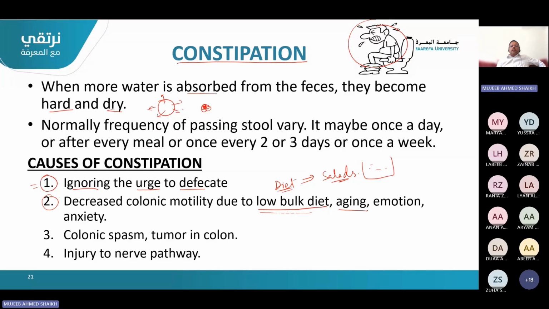Also, in some cases, aging will lead to decreased neural activity, or the muscles will become loose. So in very old persons, you may find that constipation is very common. Also, it is related to emotions. Anxiety, because of the pressure of studying or the pressure of exams, can cause constipation. It could be because of colonic spasm. A tumor in the colon can lead to constipation, or, not the most common but as I told you, injury. Many times injury to the back muscle, back area or the spinal cord can lead to constipation.